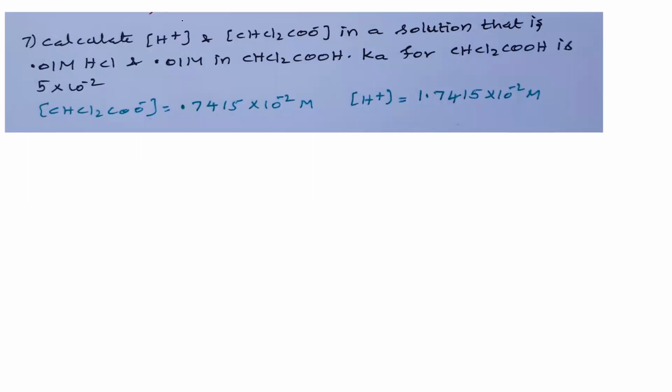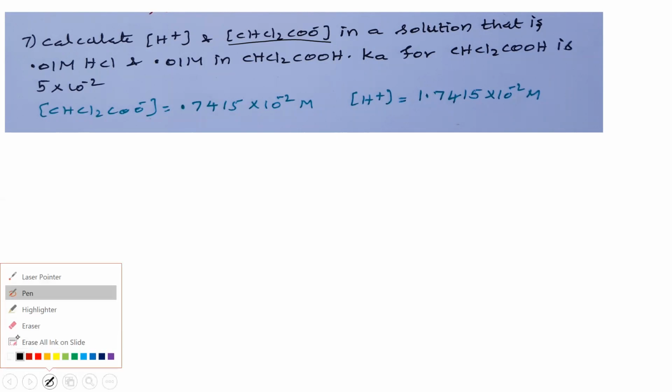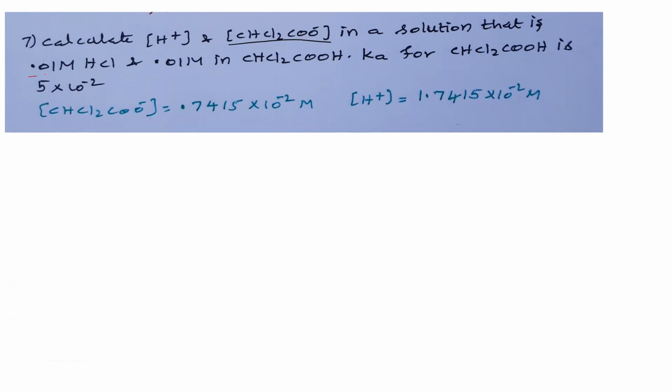Calculate the H plus concentration and the CHCl2COO minus concentration in a solution that is 0.01 molar HCl and 0.01 molar in CHCl2COOH. Now in the solution, the substances present are HCl and CHCl2COOH. So how to prepare this solution, that we will see.